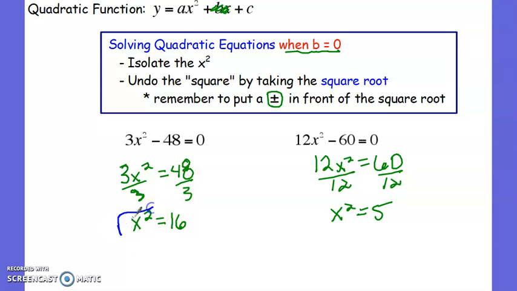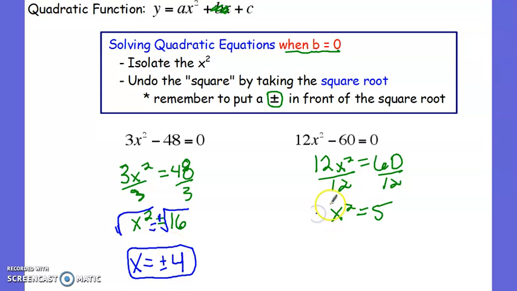So again, we're going to take the square root and say plus or minus. So x will be equal to plus or minus the square root of 16 being 4, and we've got our two answers. And if you take those numbers and plug them back in, 4 squared is 16, times 3 minus 48, I guarantee you're going to get 0. Negative 4 squared is 16. Times 3 minus 48, you're going to get 0. Again, that squared cancels the negative, and right away we get two answers.